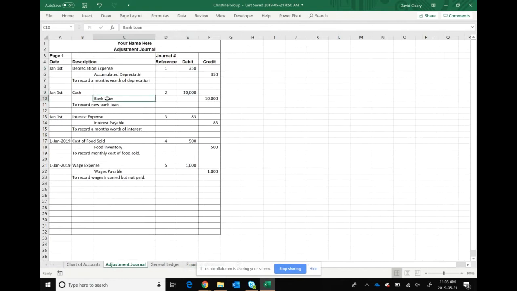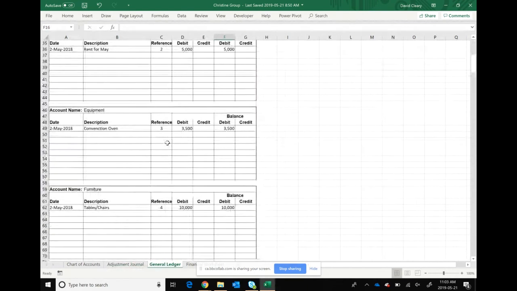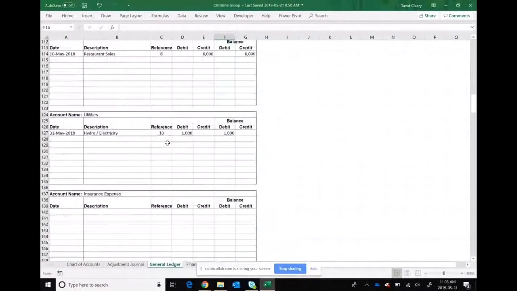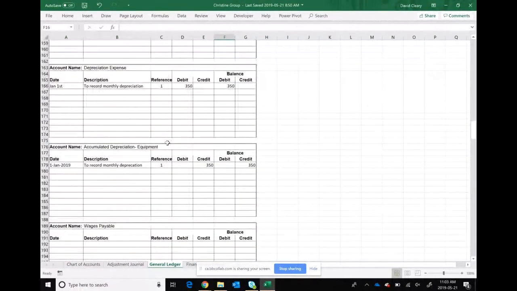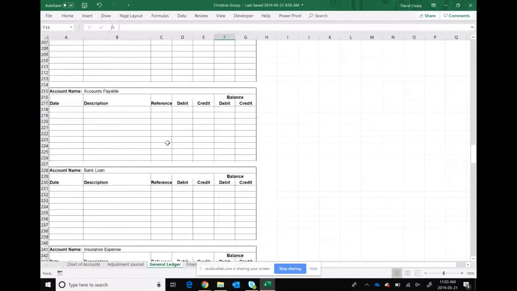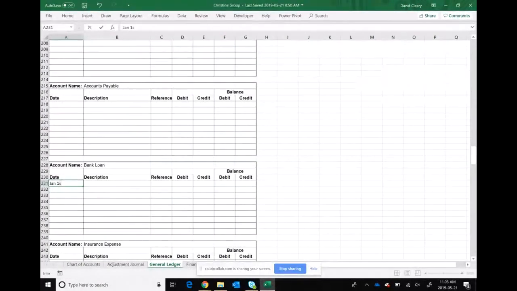Go to our ledger, do the next line. Our bank loan is increasing by 10,000. So we go to our ledger, find our bank loan. Where are you? Right here. January 1st, there we go, to record new loan. This was reference 2, right? And it was a credit for 10,000. We can take the balance right now because there's no other changes to this particular account.